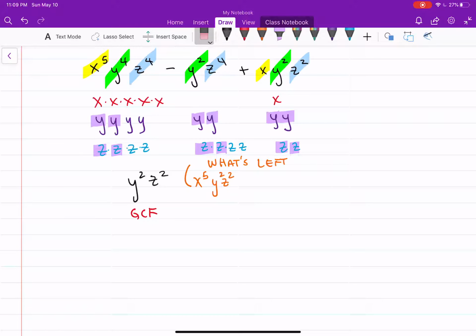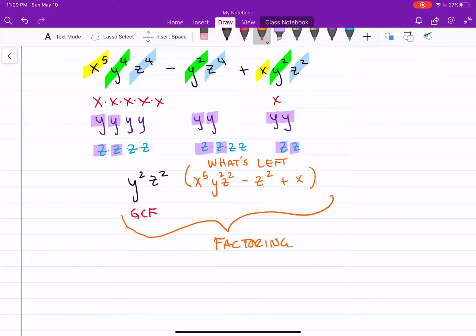And then let's keep on looking. Now let's look at the second bin. What's left? Just a z squared, but minus z squared. And that negative came from there. And then we look at the third bin. What's left? Plus x. So this whole thing here, including the GCF, is called factoring.